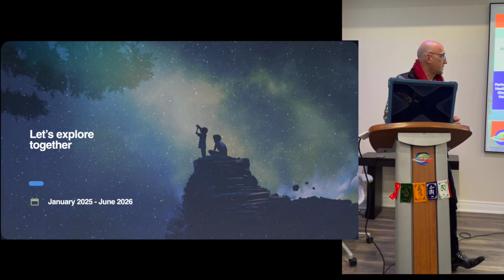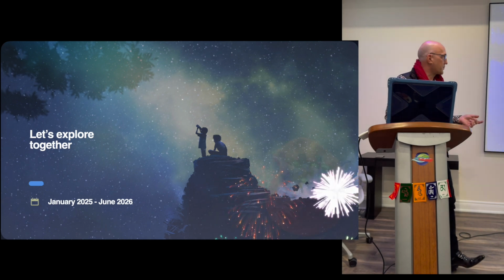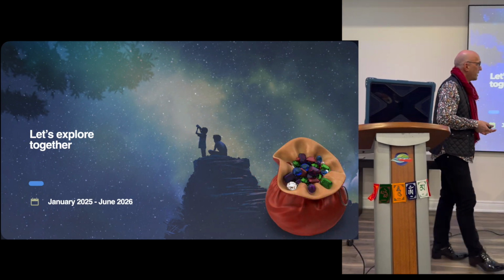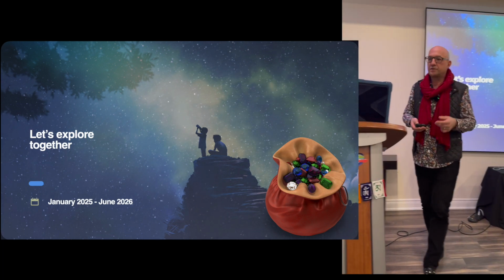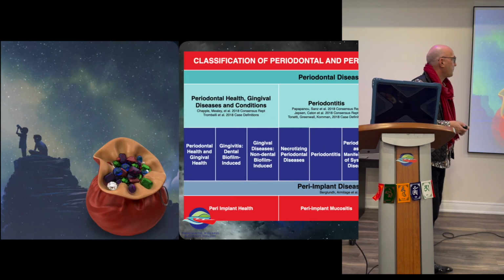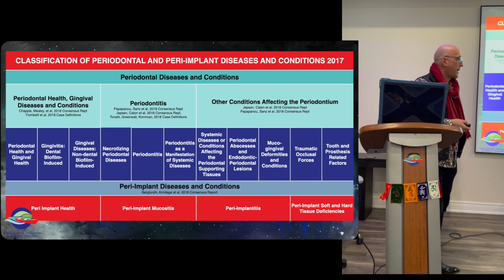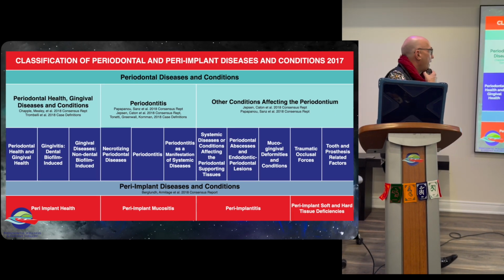I mentioned the treasure box, and so when we see the treasure box in the corner, that means that slide is on the app for you to review there. This is our map. This is our journey, our odyssey, and what we've done is we've stratified this into periodontal health and gingival diseases and conditions, periodontitis, and we have 3 subcategories here, other conditions affecting the periodontium, which are here, and then peri-implant diseases and conditions, which are down there.